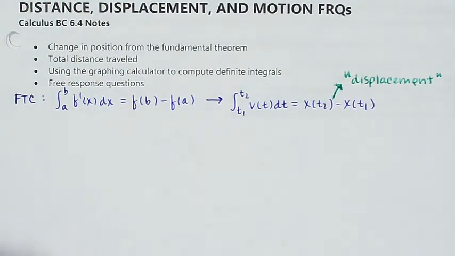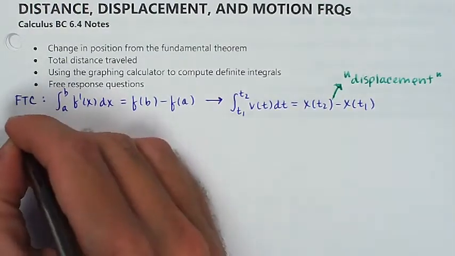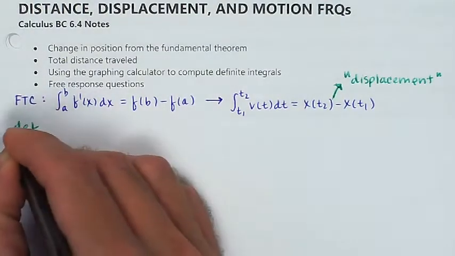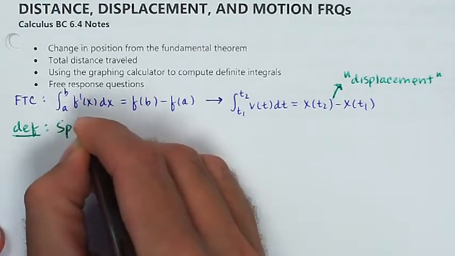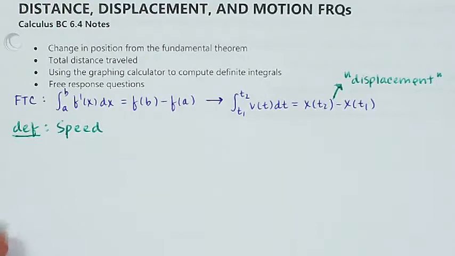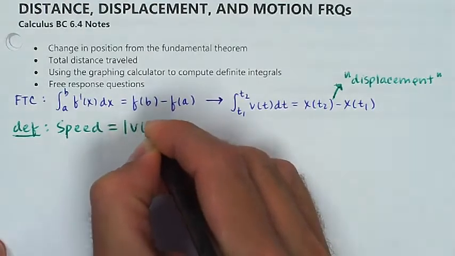Okay. Now I also need to define something else for you, which I don't remember if we talked about at the beginning of this course or not. Probably we talked about speeding up and slowing down, but I don't know if we talked about speed itself. So I'm going to define speed of an object. And this is assuming the motion along a line scenario. Speed is equal to the absolute value of velocity.